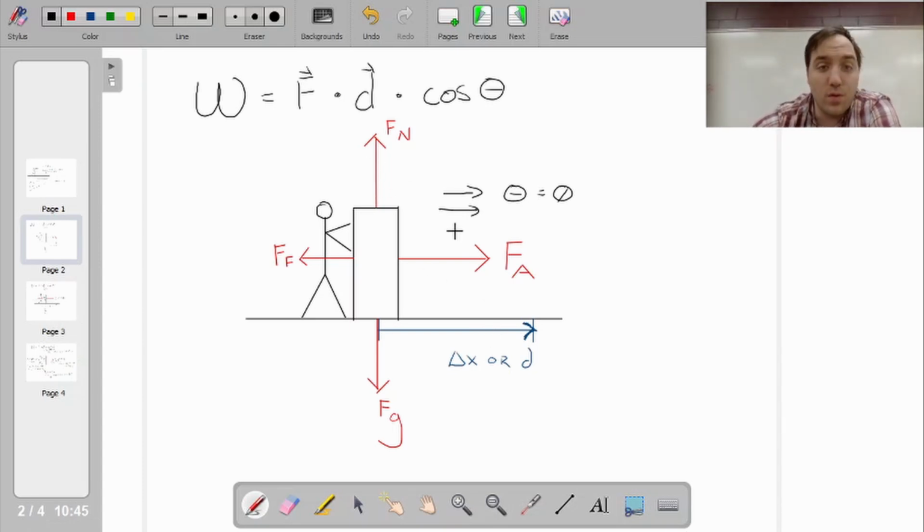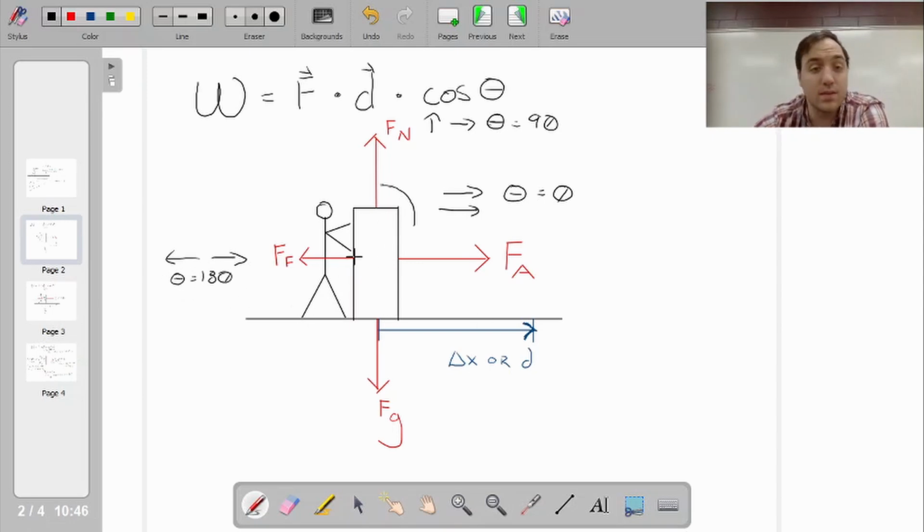Whereas the normal force is pointing up. This box, filing cabinet, whatever, is moving to the right. So the angle between the direction it's heading and the direction of the force is 90 degrees. Friction, on the other hand, is completely opposite. The object's moving to the right, friction's moving to the left. So the force is pointing this way, but the displacement is this way. This angle here is 180.